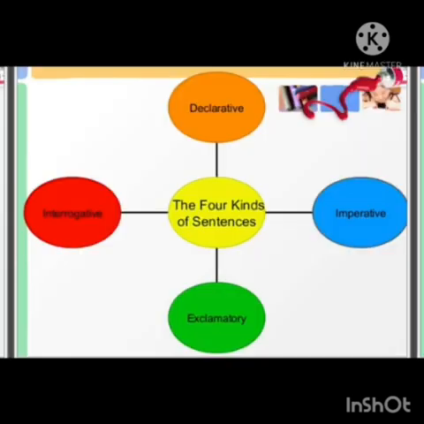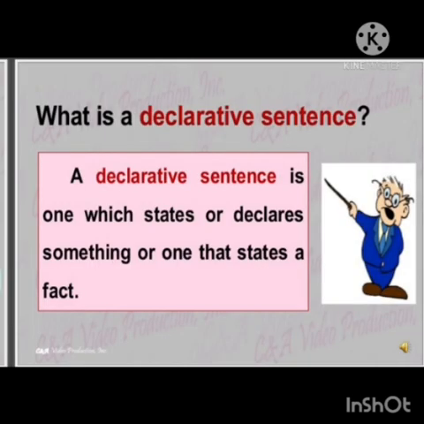Now we learn about the four kinds of sentences. First is declarative, second is imperative, third is exclamatory, and fourth is interrogative. So what is a declarative sentence, children? A declarative sentence is one which states or declares something, or one that states a fact.